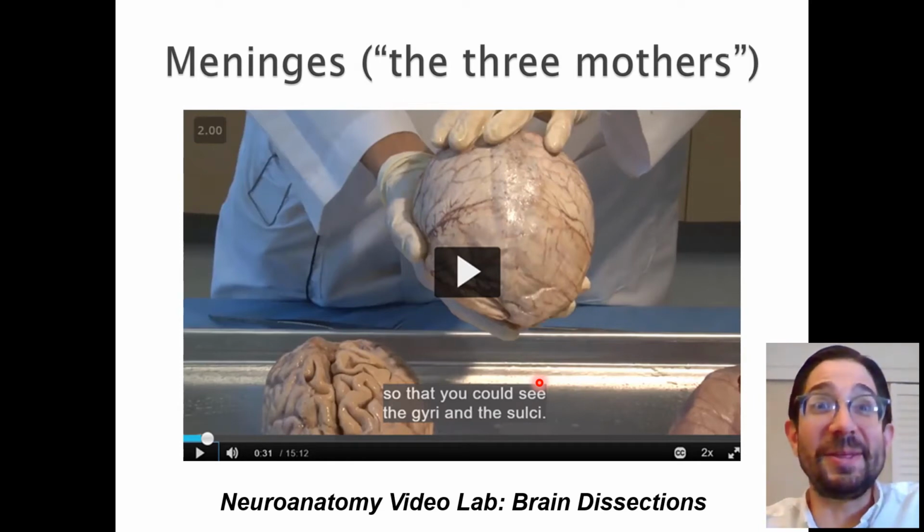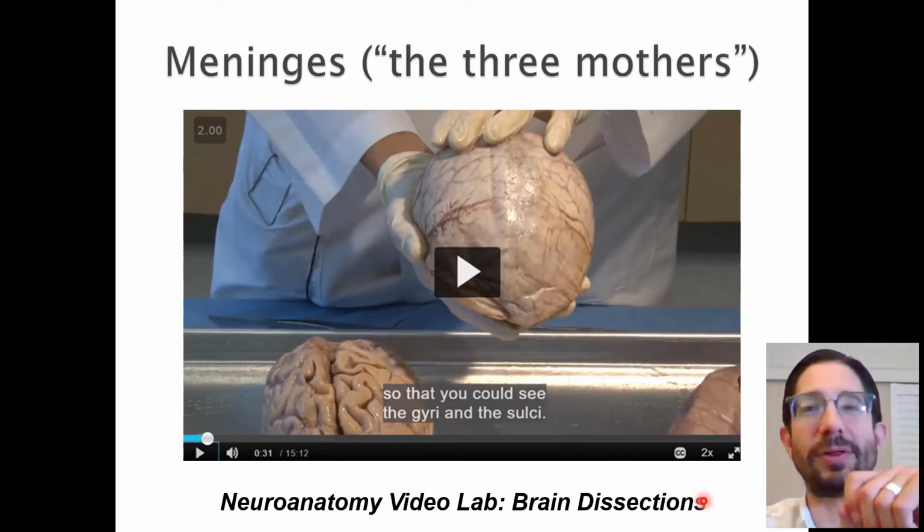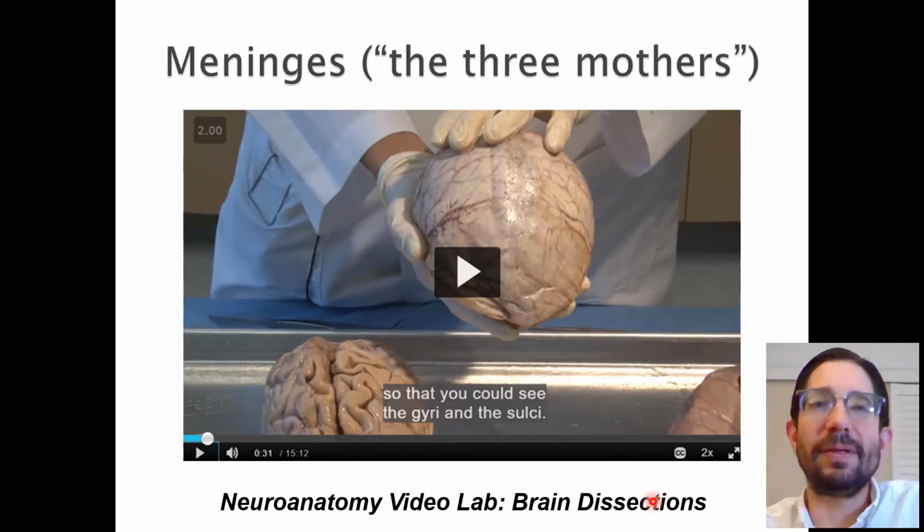But the meninges are even more interesting. The meninges are the three mothers, meaning that there are three layers of tissue around the brain to help protect it. Now, this isn't actually a video clip, but again, you can watch this video and others by looking up this webpage. But I just snagged the screenshot.